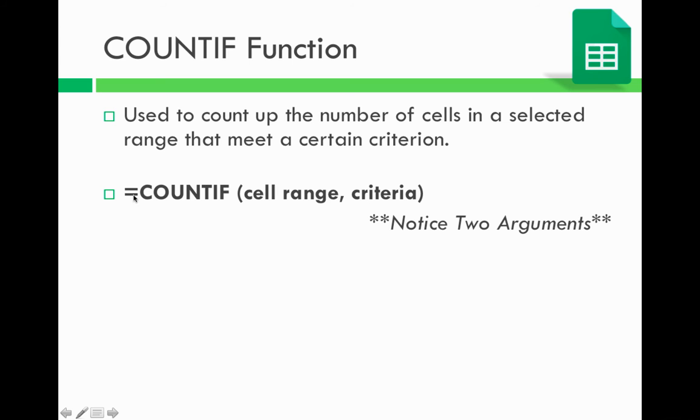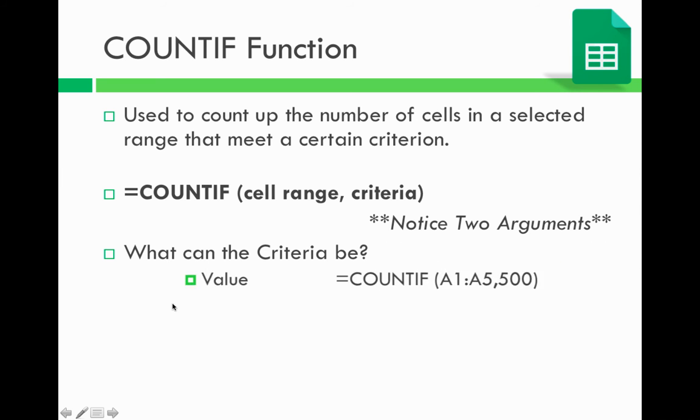Okay. Please count the cells, any cell in this range that meets this criteria. And what can the criteria be? We can do a couple of different things. So what if you're looking for a very specific value? Okay, so in this case, please count in A1 to A5. Look at all the cells in A1 to A5 and only count me the cells who are equal to 500.